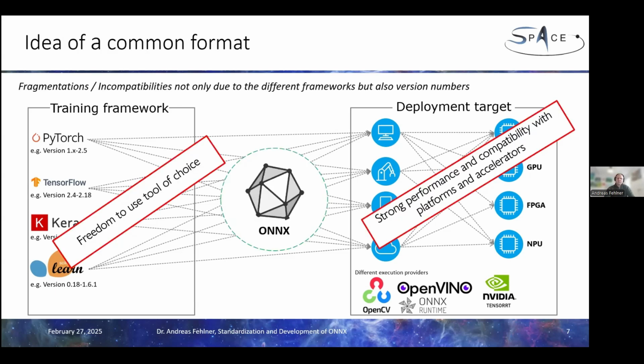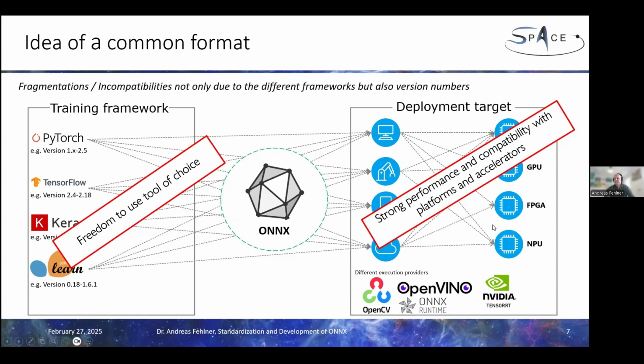But what do we want? We want to use the tool we want. For example, maybe we are interested in using PyTorch because there's a lot of power in the development, or in TensorFlow because we like specific packages. And so now we have the freedom to use the tool of our choice, and we can bring it directly to these different deployment targets.